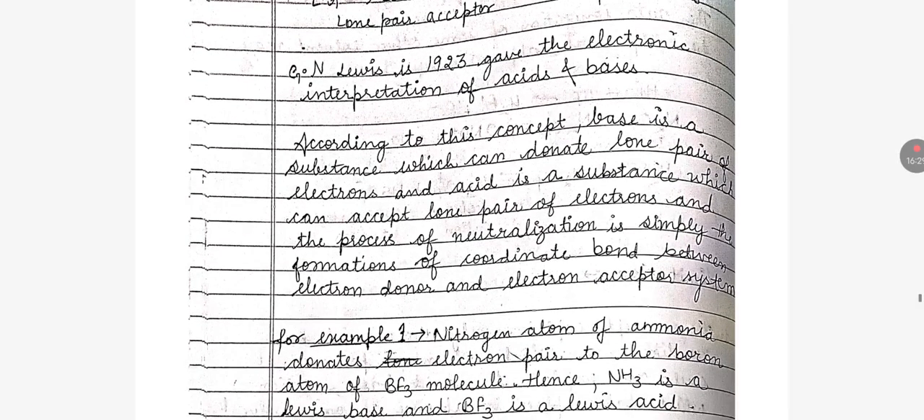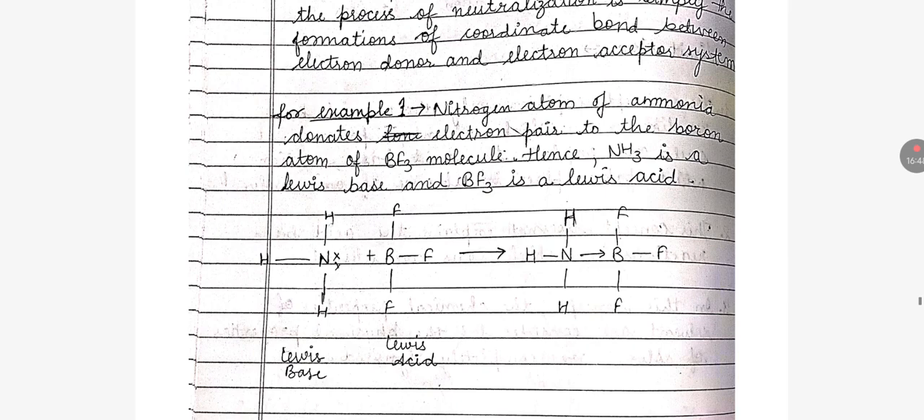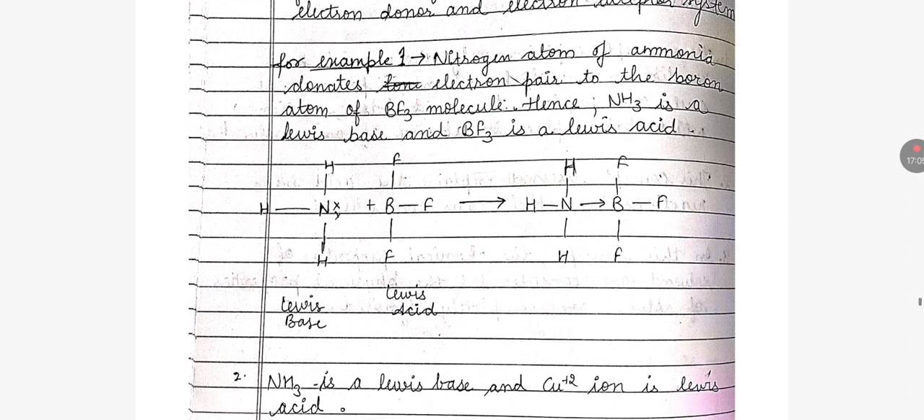Lewis concept. According to this concept, base is a substance which can donate lone pair of electrons, and acid is a substance which can accept lone pair of electrons. And the process of neutralization is simply the formation of coordinate bond between electron donor and electron acceptor. This is an example of Lewis acid base. Here NH3 has lone pair and BF3 doesn't. So BF3 accepts it and acts as an acid and ammonia acts as base.